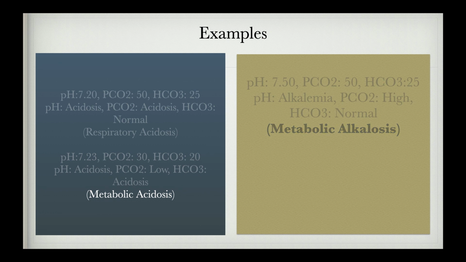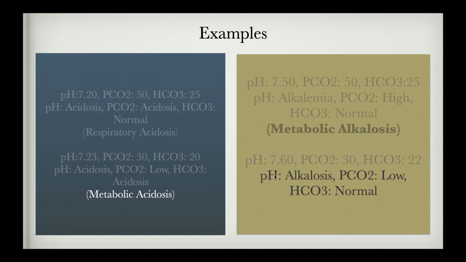Finally, if we have a pH of 7.60 and a carbon dioxide of 30 with a bicarbonate of 22, what it means is that the pH is high and so we are having alkalosis. But the carbon dioxide is low because we are having a carbon dioxide of 30. And so over here, the pH and the carbon dioxide are going in opposite directions. And as we just saw, if they are going in opposite directions, it is respiratory in nature. And so we are going to have respiratory alkalosis.